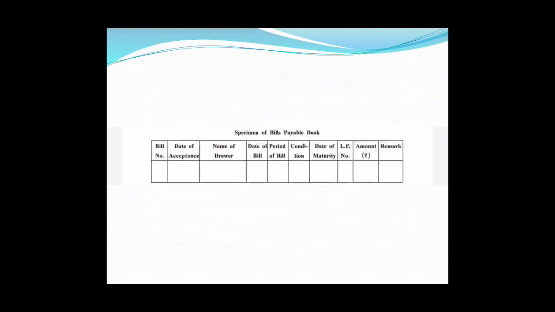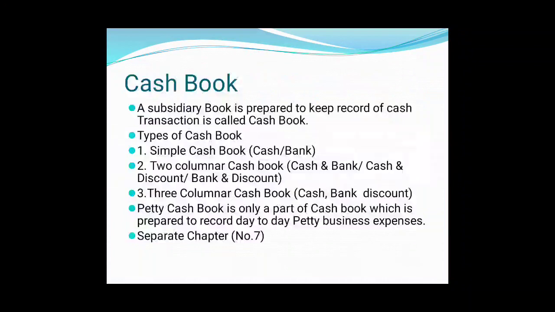Okay, let's talk about the next book, cash book. Many times we have discussed the cash book while solving the sums of the subsidiary books: purchase book, sales book, purchase return book, sales return book. The cash book is a book which is prepared to keep a record of cash transactions. A book where all cash transactions are recorded is known as the cash book.